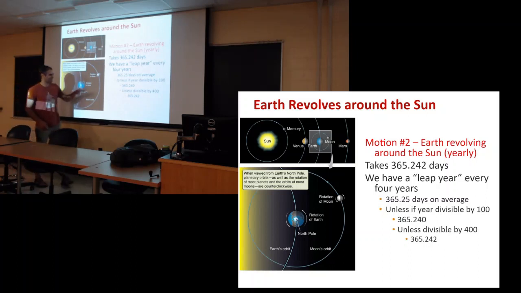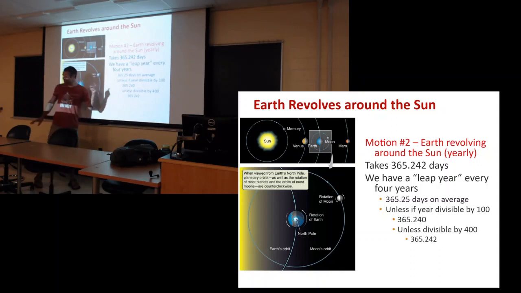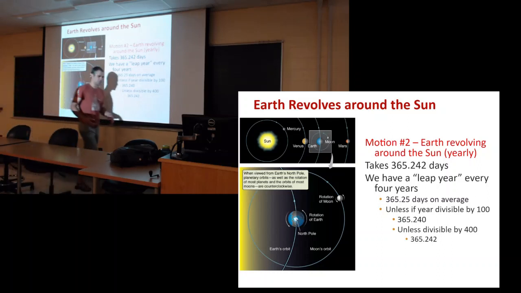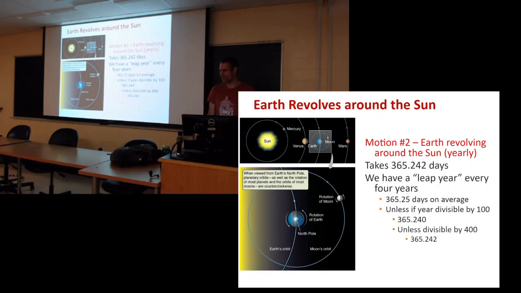So if the year is divisible by 100, so every 25 leap cycles, then we don't have a leap year. And that gets us down to 365.240, but that's a little bit too low. And so if it is also divisible by 400, then we do. And that gets us back to 365.242. And so the leap years feel very regular on a human time scale, but in fact, we have these funny corrections if we hit multiples of 100 or 400.